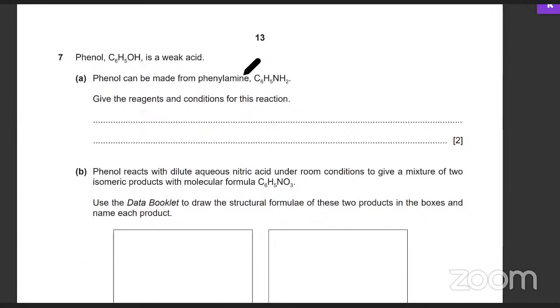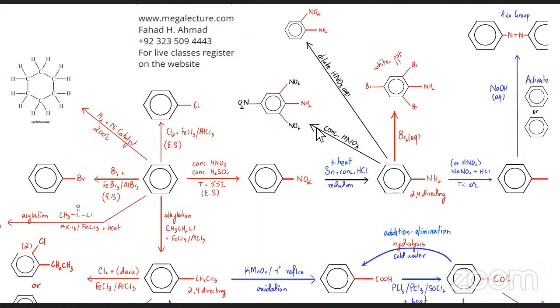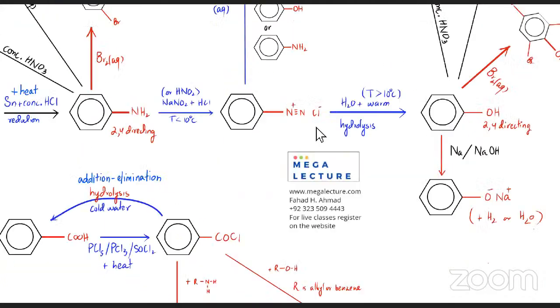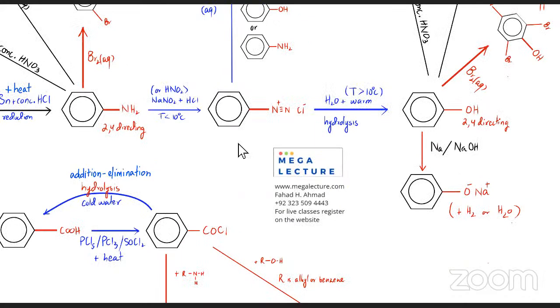Phenol can be made from phenylamine. Give the reagents and conditions. So how do you convert phenylamine into phenol? We can just look at the chart. This is phenylamine, NH2 with benzene. What you're going to do is turn it into a diazonium salt. So it's going to be NaNO2 plus HCl, and the temperature is going to be less than 10 degrees centigrade. It will convert it into a very unstable diazonium ion.